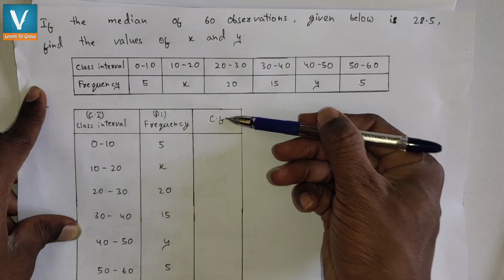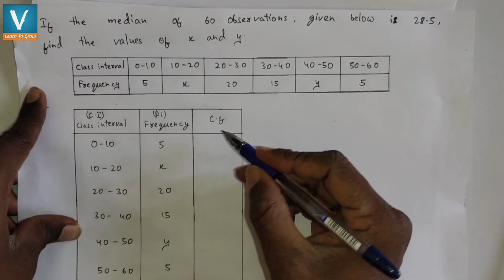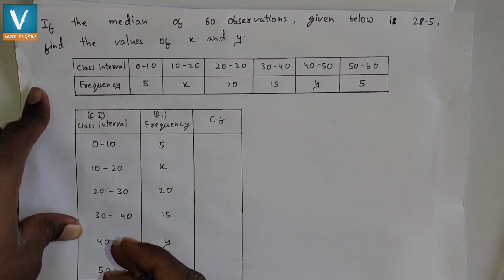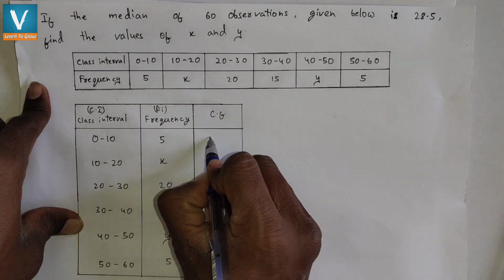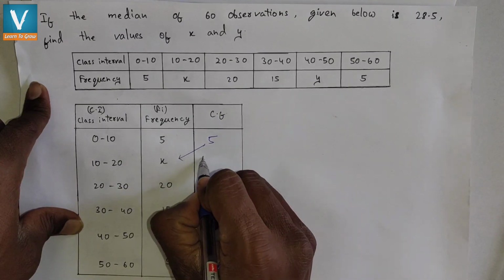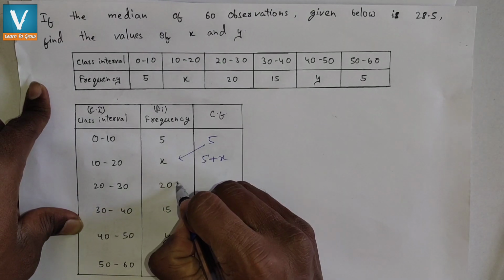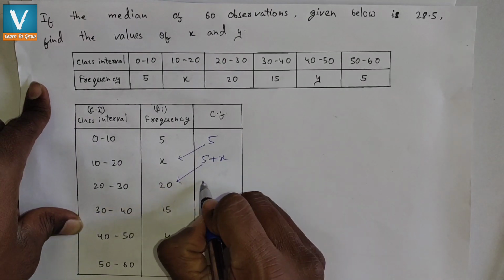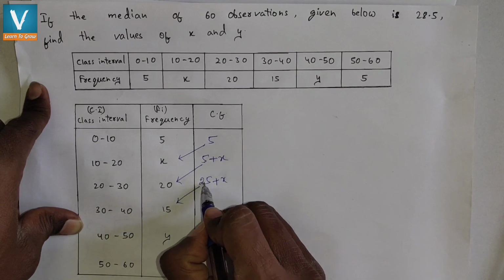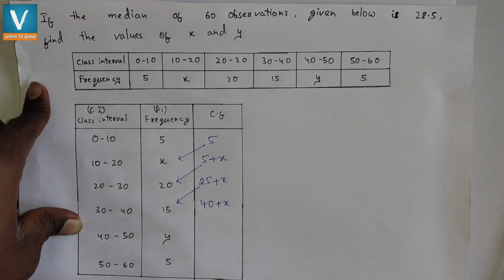Here I am considering the class intervals and frequency, and a CF column. CF indicates the cumulative frequency. How will you get the CF? We add the frequencies from top to bottom. The first frequency I am writing is 5. Then adding the next frequency, it becomes 5 plus x. Then 20 plus 5 becomes 25 plus x. Next I add the next frequency: 25 plus 15 is 40, so 40 plus x.